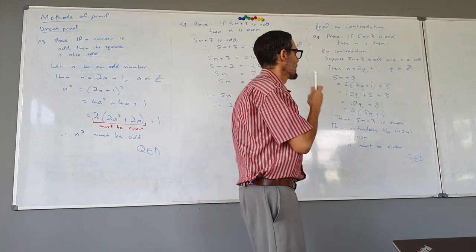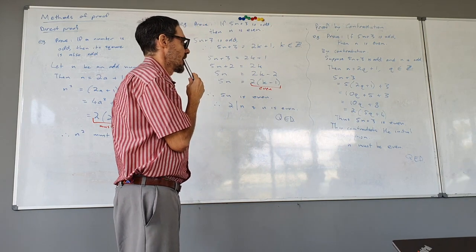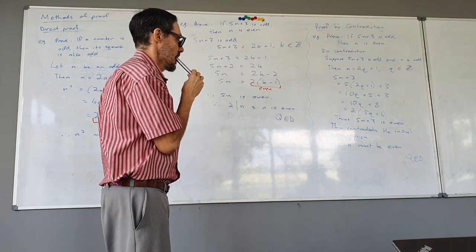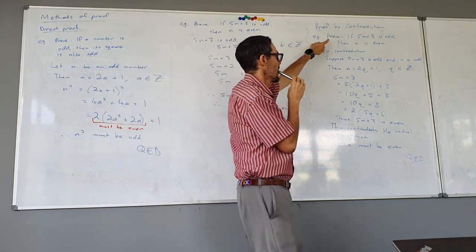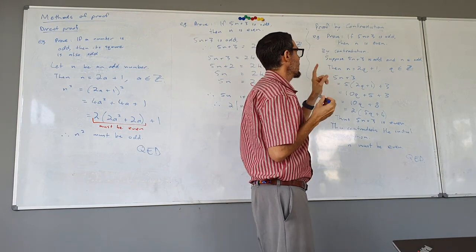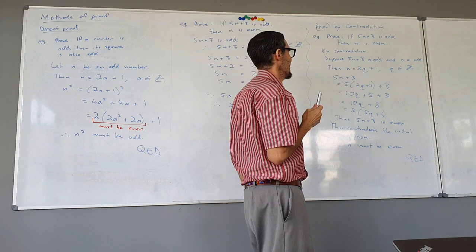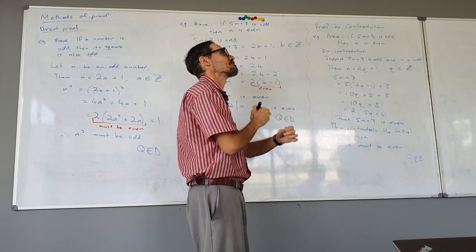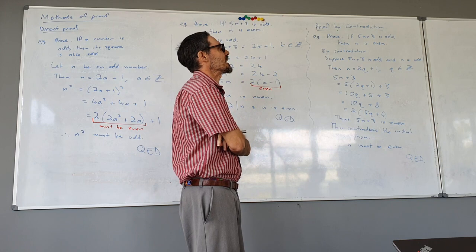But if it says prove that if 5n plus 3 is odd, then n's even, what if it's false for both odd and even values of n? I'm trying to work out exactly what you're saying.